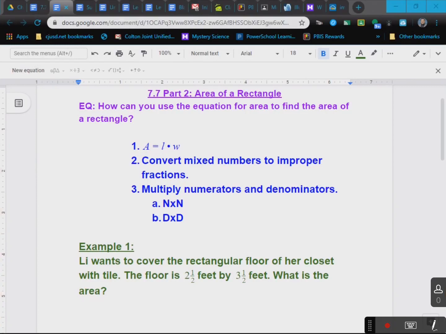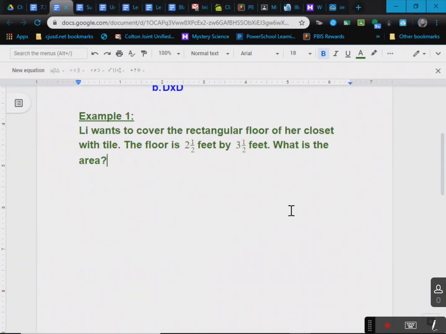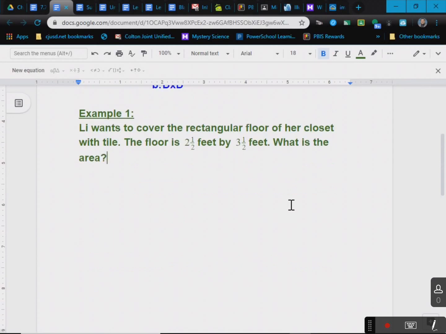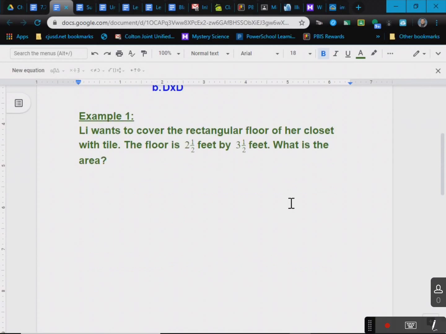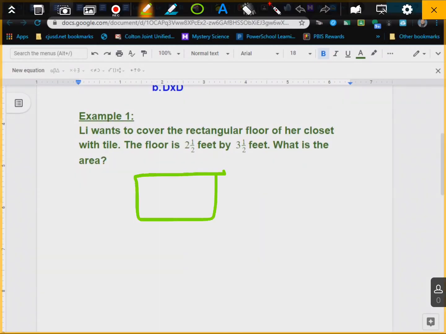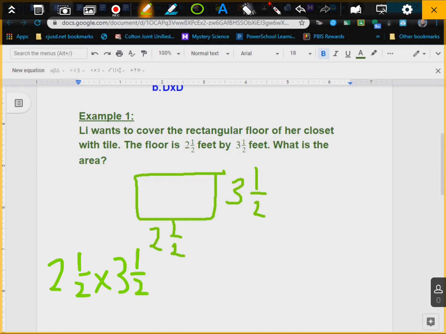So let's go ahead and start with the first example. Lee wants to cover the rectangular floor of her closet with tile. The floor is 2 1/2 feet by 3 1/2 feet. What is the area? So we have tile. 2 1/2 is the length. 3 1/2 is the width. So we need to multiply those. 2 1/2 times 3 1/2. So first things first, I got to convert these into improper fractions.